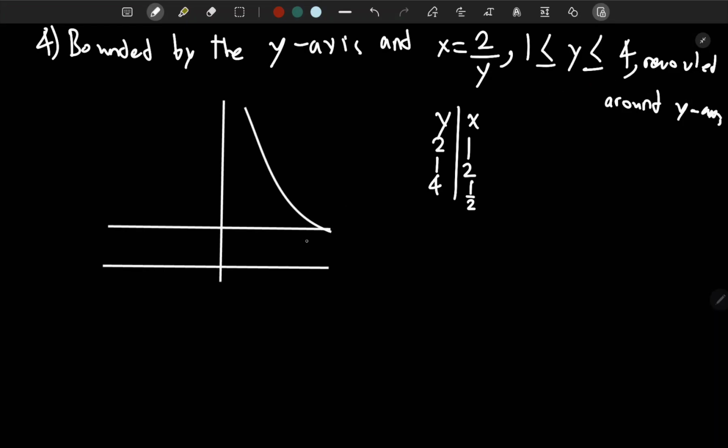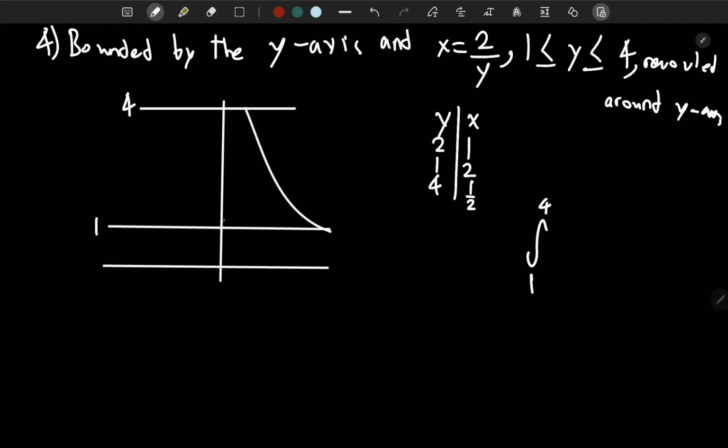So this line over here is actually y is equal to 1. Let me draw another line above it to say that's equal to 4. And this line is y is equal to 4. So that is out of the way here. So 1 and 4. So right away we can write that the limits are from 1 to 4.